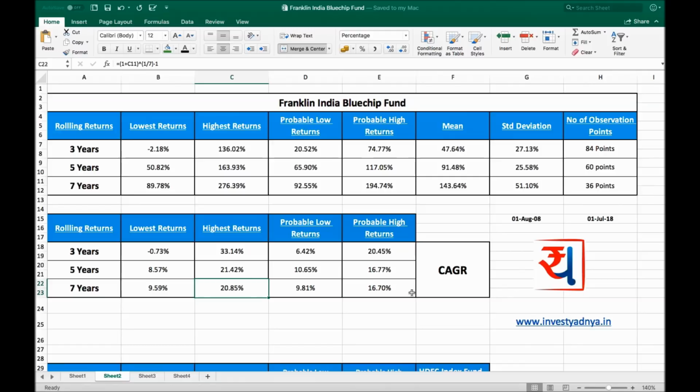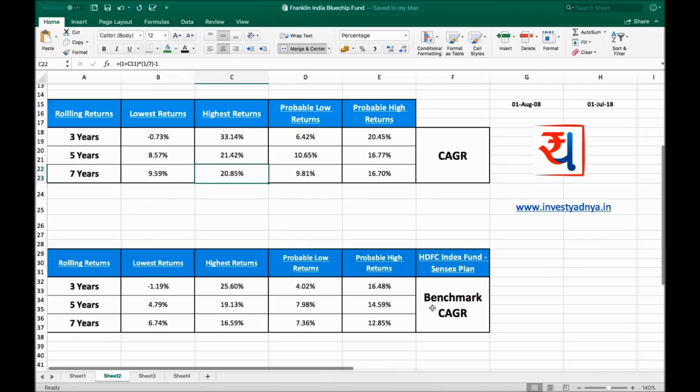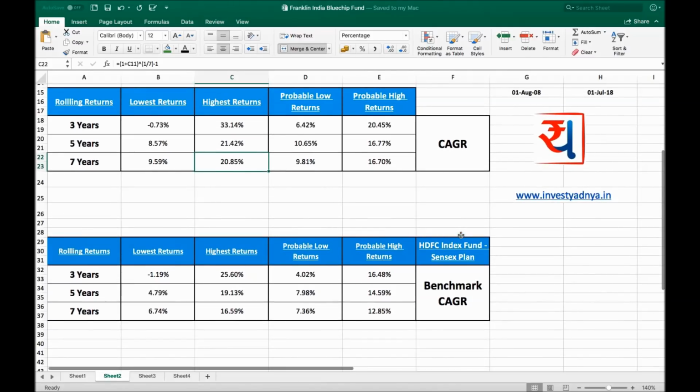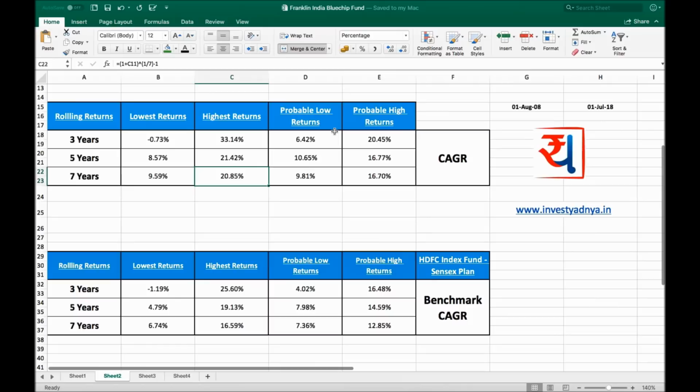Now if we want to compare this fund with a benchmark, the benchmark we have taken here is Sensex, so we have taken the HDFC Index Fund Sensex plan. We will compare all these 6 parameters: 3 years probable low and probable high returns, 5 years probable low and probable high returns, and 7 years probable low and probable high returns. First, in the 3-year category, we will compare Franklin India and the HDFC Index Fund Sensex plan.